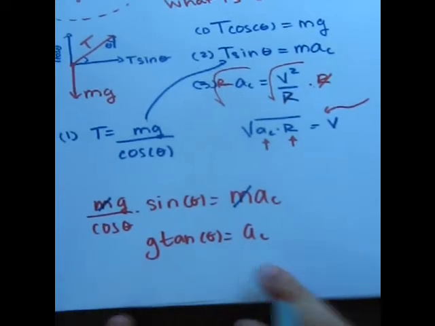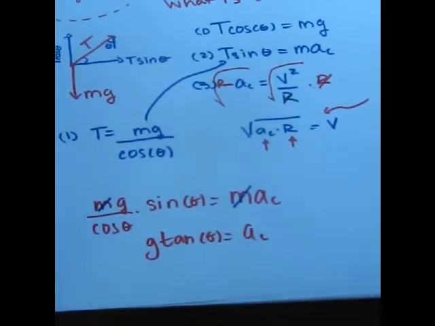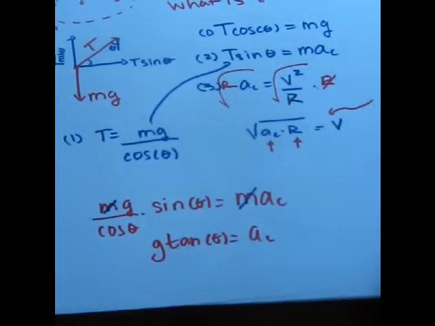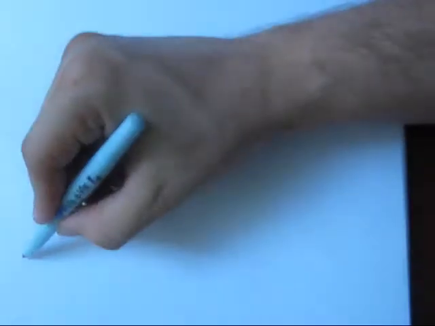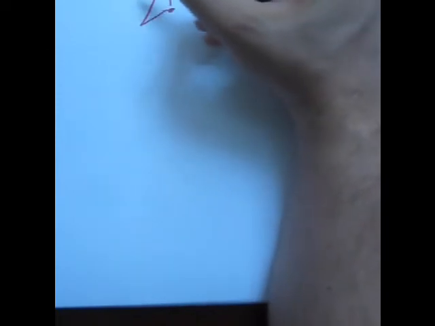So we have a_c. Now we need to figure out what r is. Well, r is just a simple matter of trigonometry. This looks like that, so we have L there. That will form a 90-degree angle. Oops, sorry. Let me draw a little bit bigger.